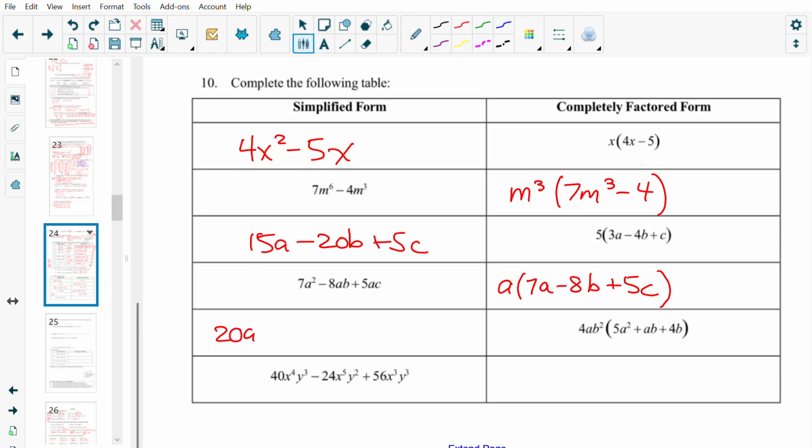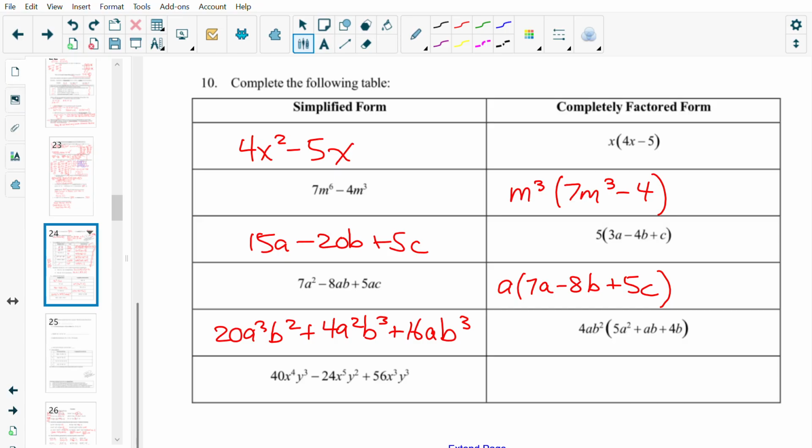4ab squared, let's expand that. That's 20a cubed b squared plus 4a squared b cubed plus 16ab cubed.